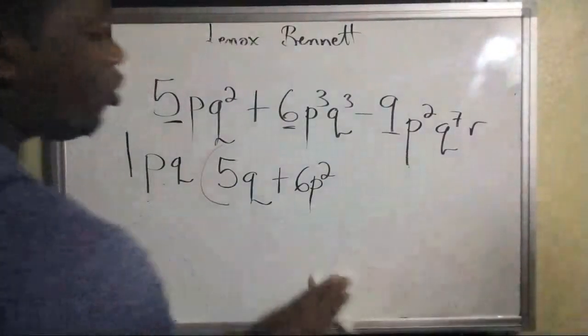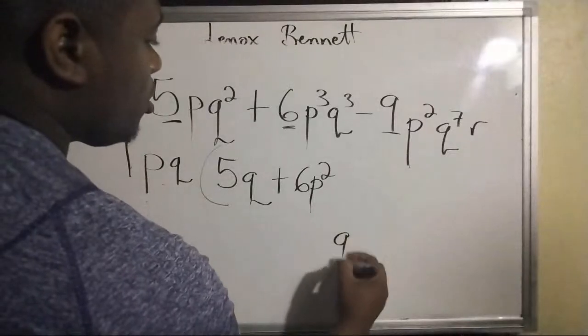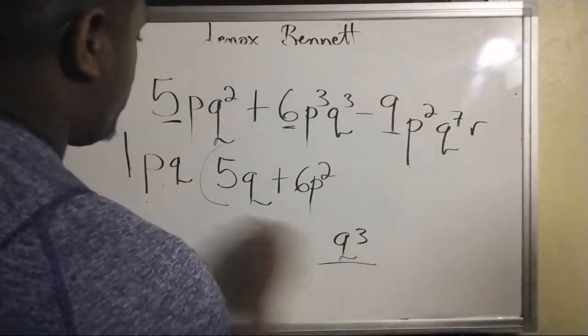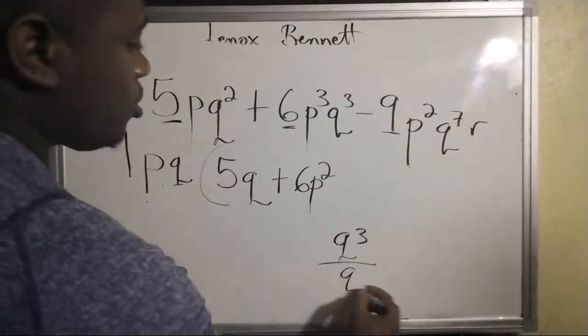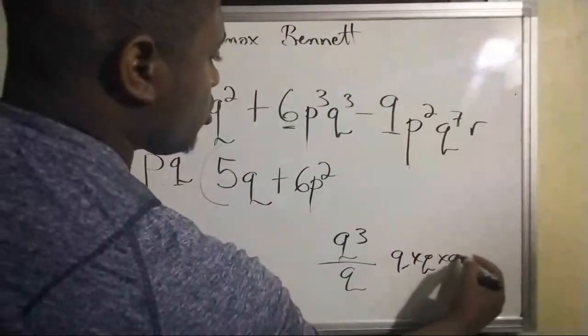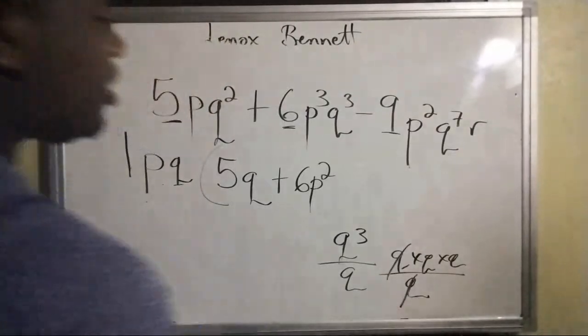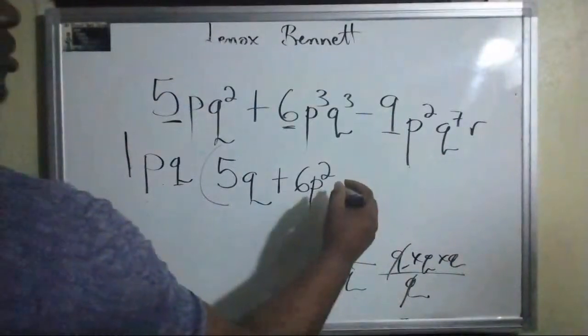So we have q cubed. Guys, remember you can always watch the playback. So we have q cubed divided by q. That's q times q times q, divided by q, and then you have q squared.